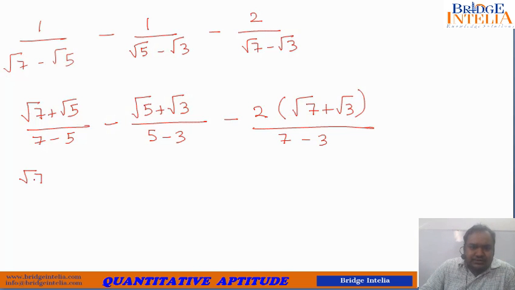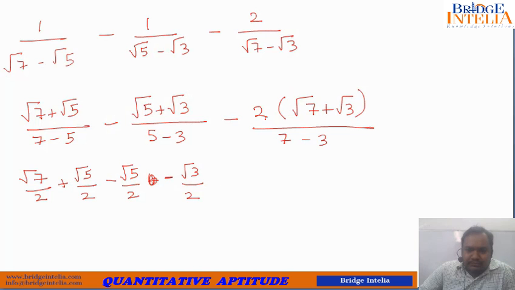Root 7 by 2 plus root 5 by 2, minus root 5 by 2 plus, this will still be minus root 3 by 2. Now this is 2, this is 4. So again this will be minus root 7 by 2 and minus root 3 by 2.